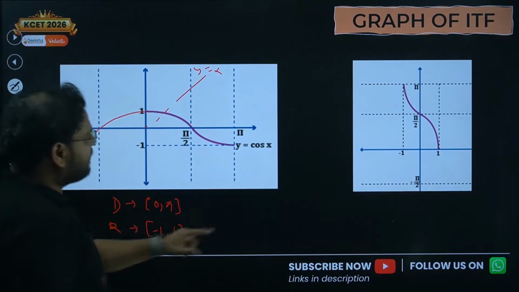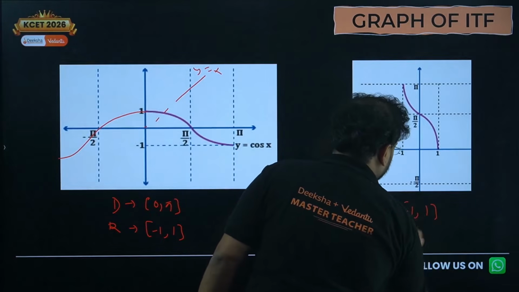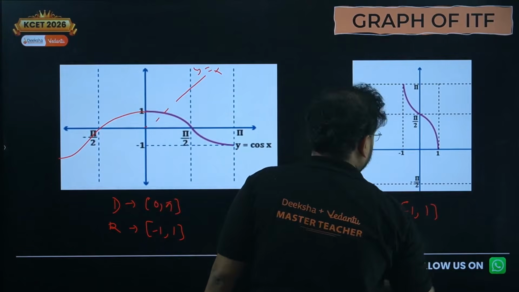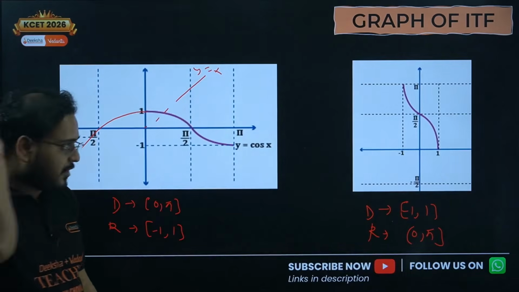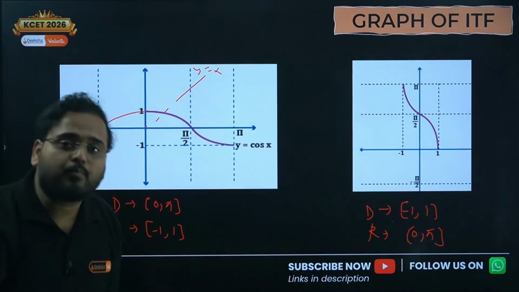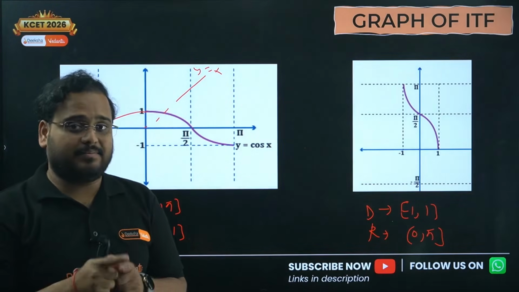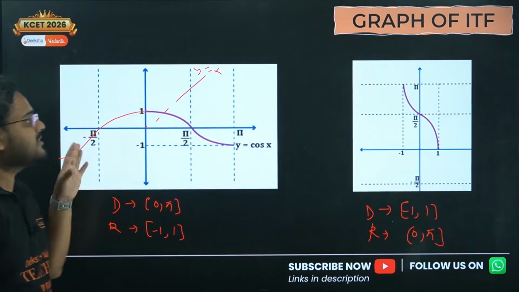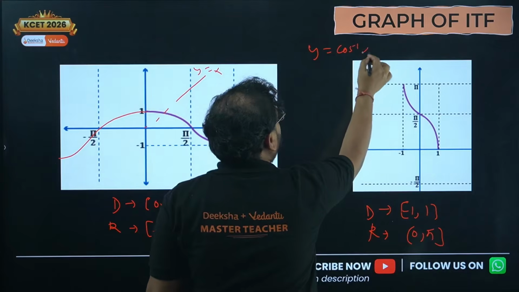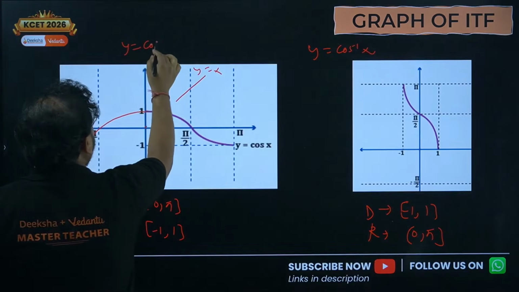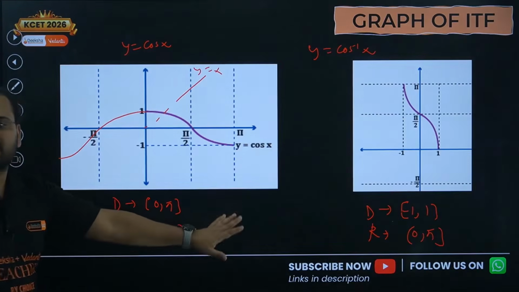Once you do that, you'll get this curve, and your domain in this case is minus 1 to 1. And what is your range? It will be 0 to pi. Of course, you should know that for any inverse trigonometric function, the outcome will always be an angle. This is y equal to cos inverse of x, and this is y equal to cos x. Simple things, not difficult.